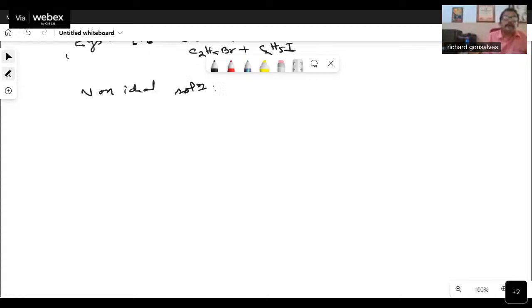Liquid in liquid, I am speaking about non-ideal solution. Non-ideal solution is one where both components do not obey Raoult's law.